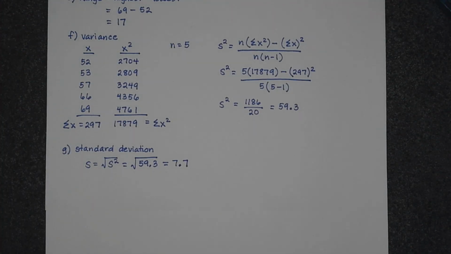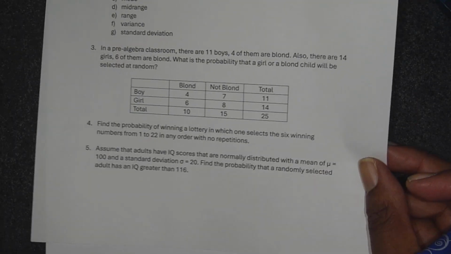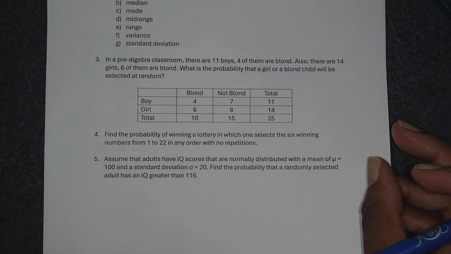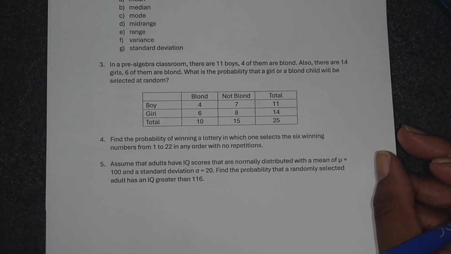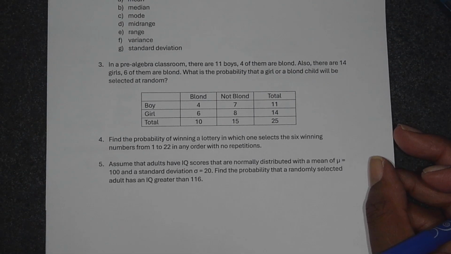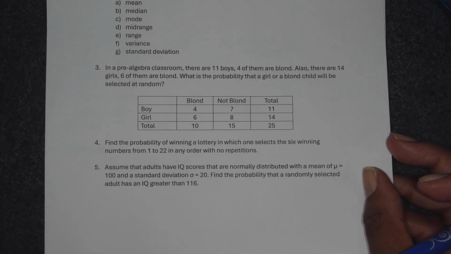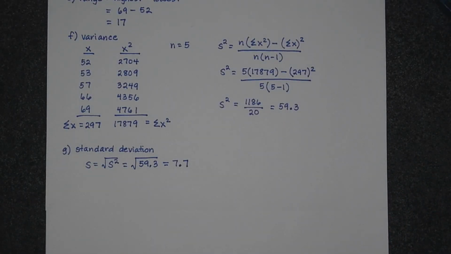Okay. Are there any questions about problem number 2 and how that's done? Okay, problem number 3. In a pre-algebra classroom, there are 11 boys and 4 of them are blonde. Also, there are 14 girls and 6 of them are blonde. What is the probability that a girl or a blonde child will be selected at random? Okay.